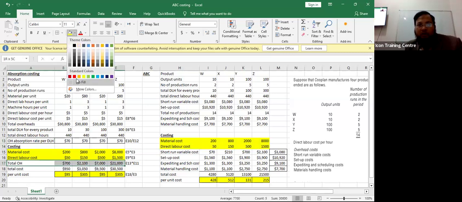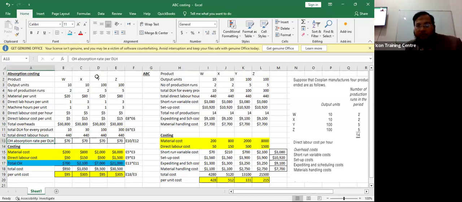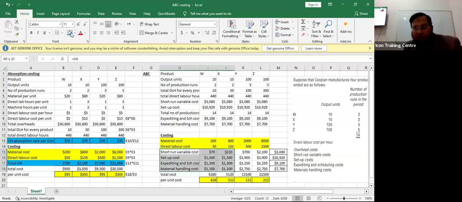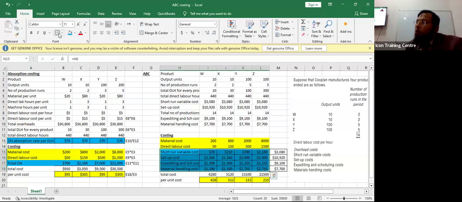Now, in absorption costing, we use this absorption rate and we simply multiply with the number of units. But in ABC costing, you might be noticing we are allocating each and every overhead rate according to their cost driver. This is what I have been discussing in the beginning of the question. Just analyze each activity for each unit.